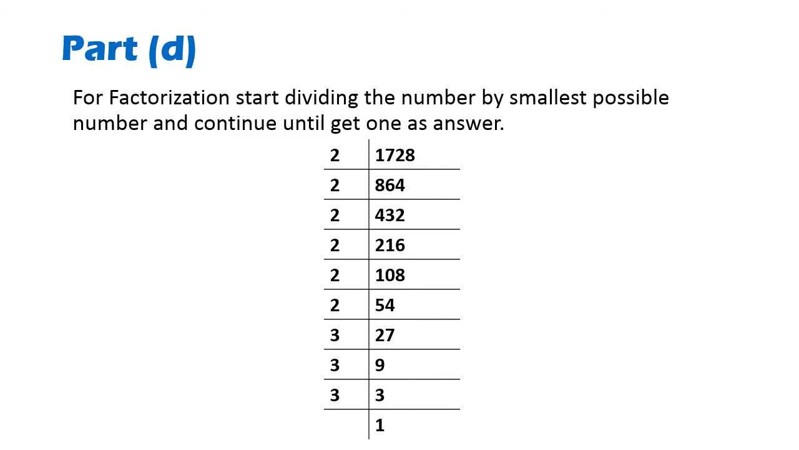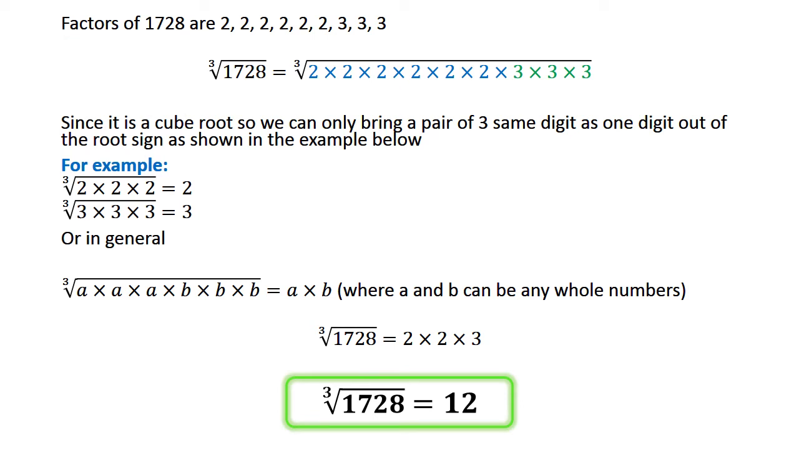Part D. For factorization, start dividing the number by the smallest possible number and continue until we get 1 as the answer, as shown in the prime factorization method below. So the factors of 1728 are 2, 2, 2, 2, 2, 2, 3, 3, 3, and since it is a cube root, we can only bring a group of 3 same digits as one digit out of the root sign, as shown in the example.